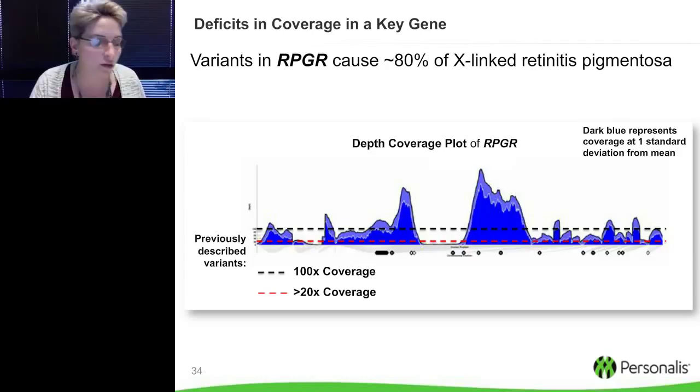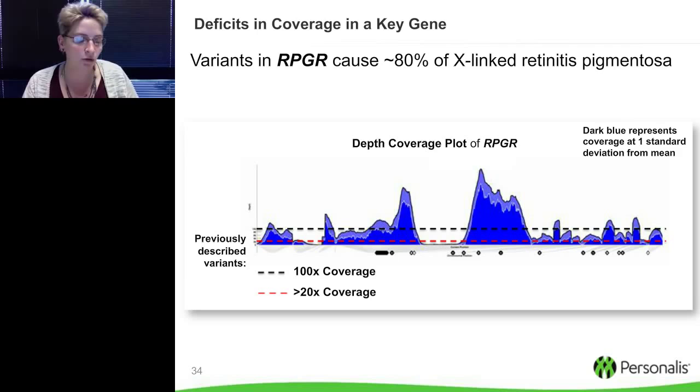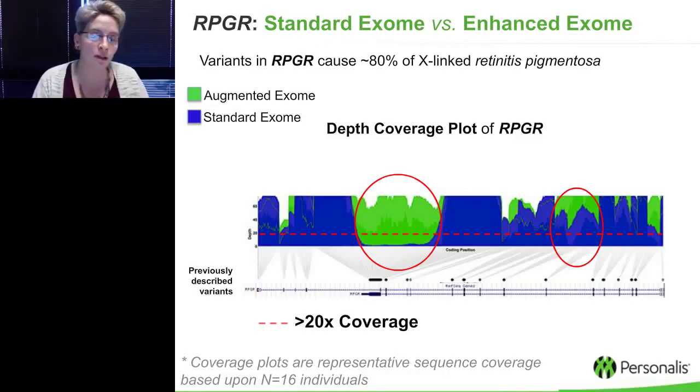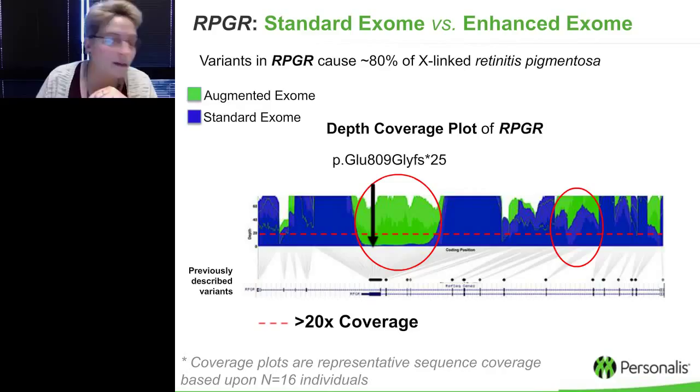And this is where our approach to doing specific assay development can help fill in these regions. When we look at performance of this gene using the ACE exome, we can see that these regions that are not well covered in the standard exome are now very well covered in the augmented exome. This becomes even more important when we look at our patient with a variant exactly in this region. And this is in fact where most of the causative variants for RPGR cluster. So being able to cover this region with high fidelity is really critical to understanding the influence of RPGR in retinitis pigmentosa and how these might affect patient outcomes.